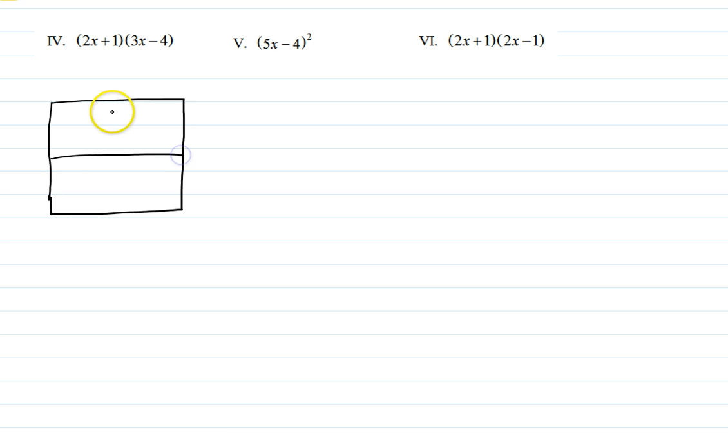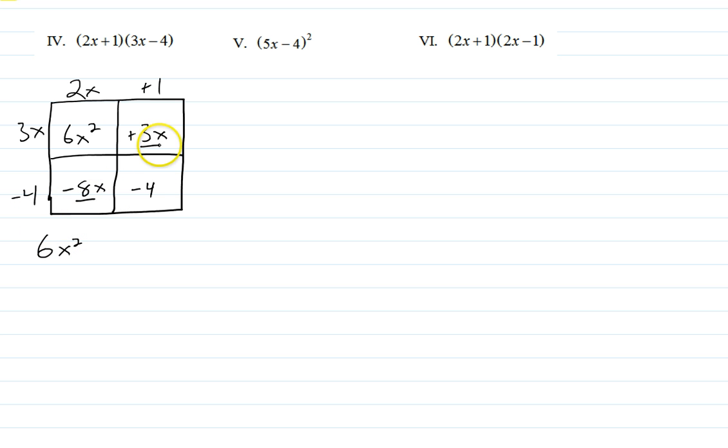Do the box method one more time, then I'll go back to FOIL. So 2x plus 1, make sure you include the sign, 3x minus 4. And so 2x times 3x is going to give us 6x squared plus 3x, because 3x times 1. 2x times negative 4 is negative 8x. 1 times negative 4 is negative 4. Now we rewrite it, 6x squared. Combine your like terms.